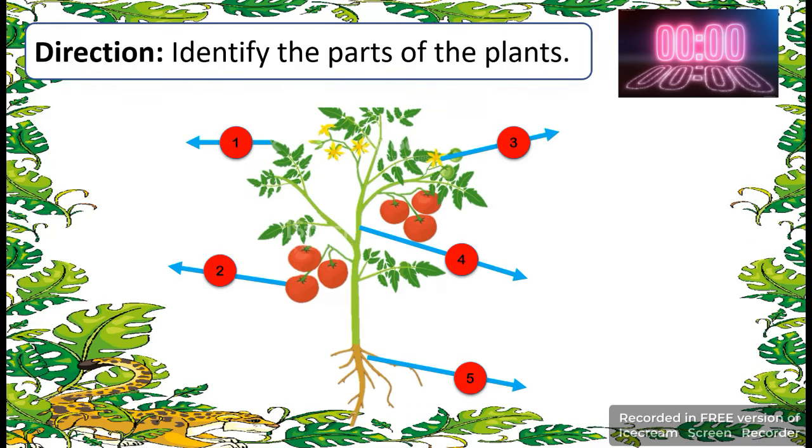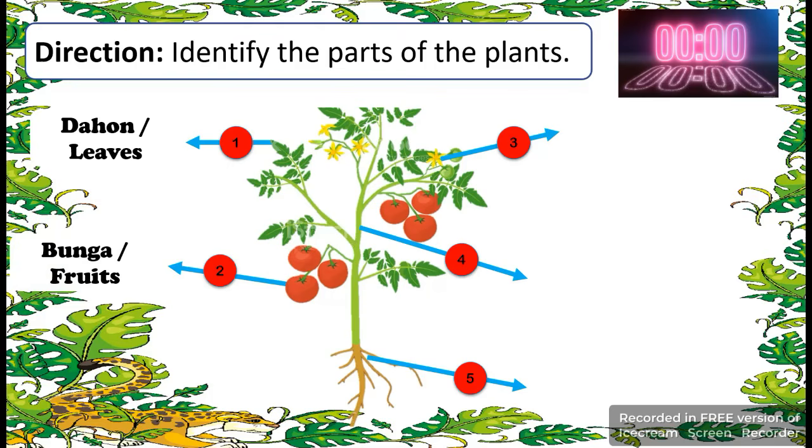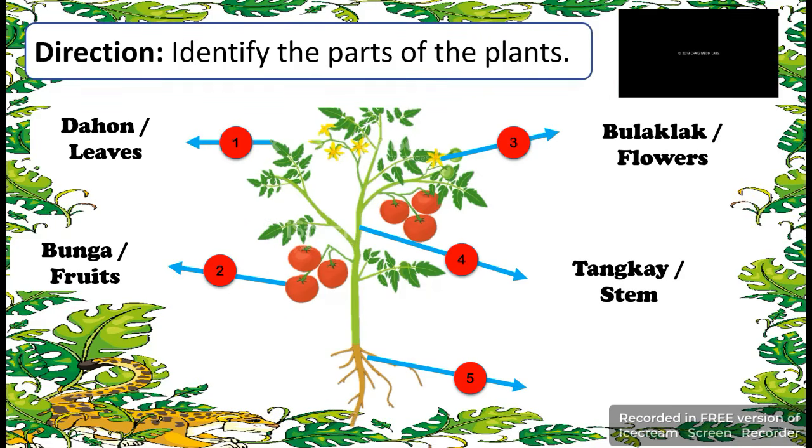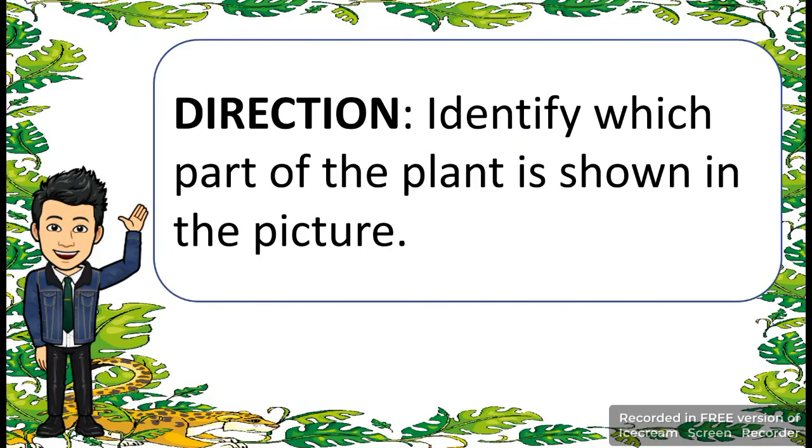Let's answer this activity. For number 1, it is a dahon or leaves. For number 2, it is a bunga or fruits. For number 3, it is a flower or bulaklak. For number 4, it is a tangkay or stem. And last, it is a ugat or roots. Congratulations, kids!